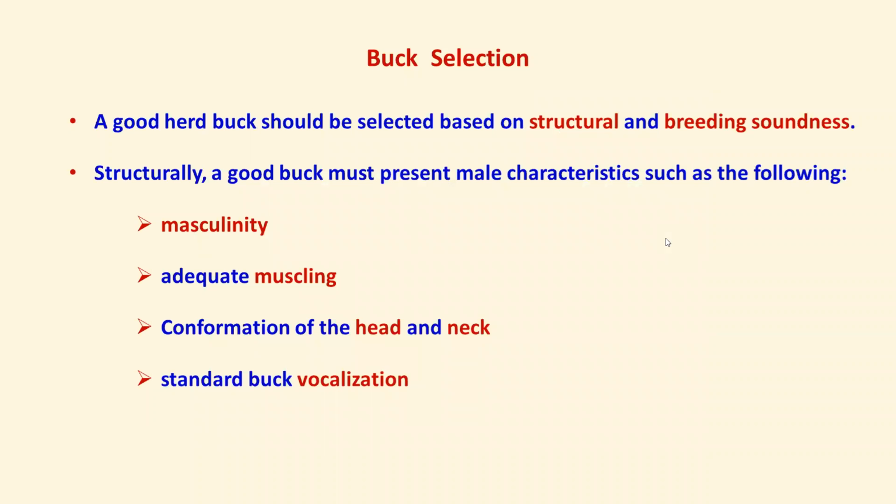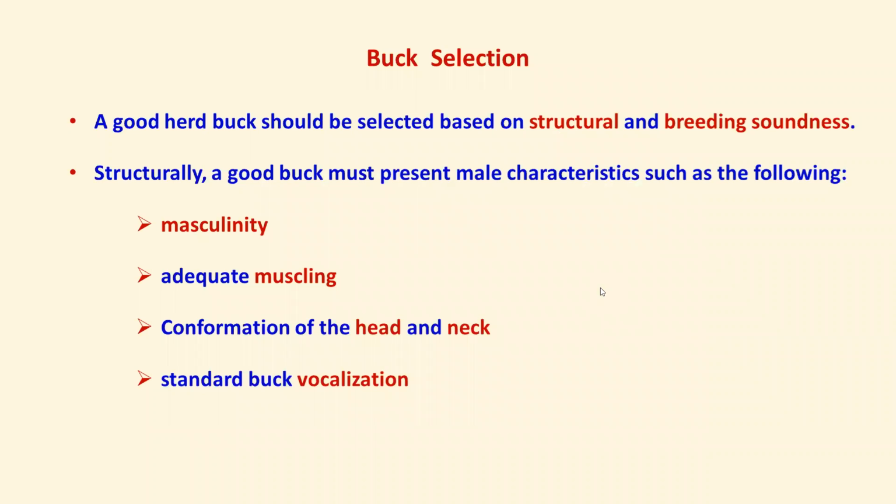Now, for selecting a buck, as I told you, buck selection is more important than a doe, because the contribution of the buck is much higher than the female. So basically, when we select a good herd buck, we should select it based on the structural and breeding soundness. Means how is the body structure of the male.